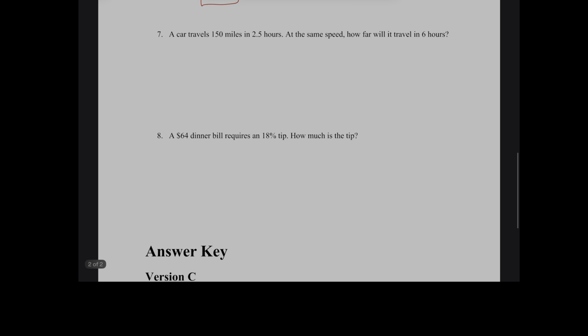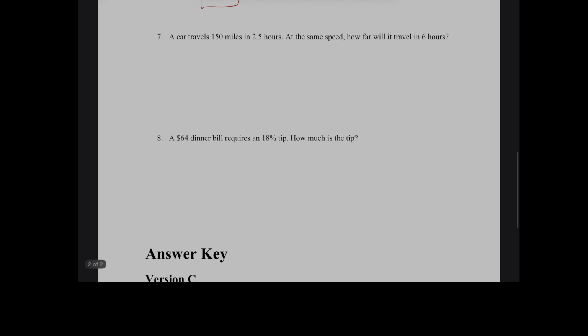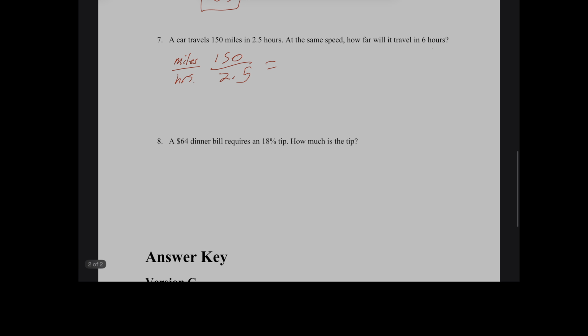A car travels 150 miles in 2.5 hours. 150 over 2.5 hours. This is miles over hours. Now, what's our other one? At the same speed, how far will it travel in 6 hours? Well, on the bottom is my hours. What I don't know is my x, which is going to be the miles. Okay, so let's go ahead and do the math.